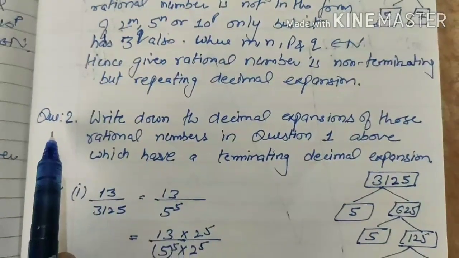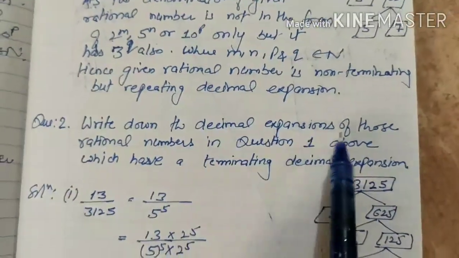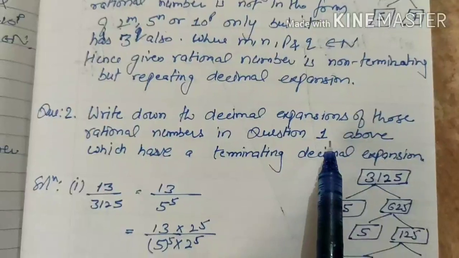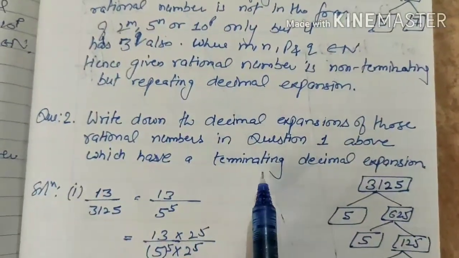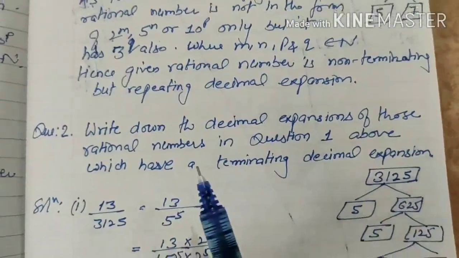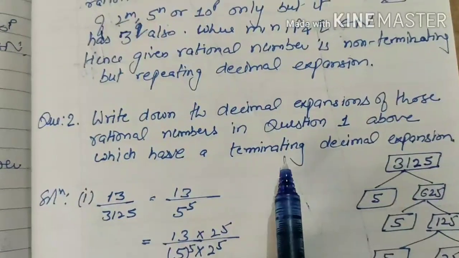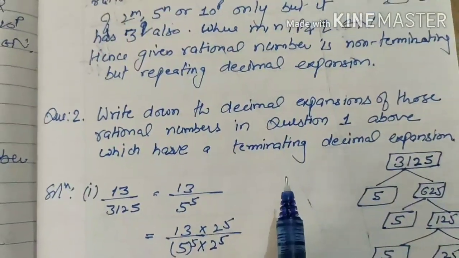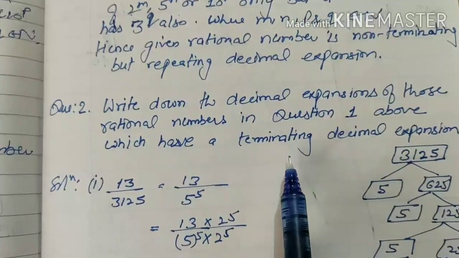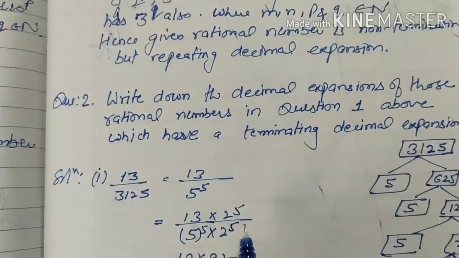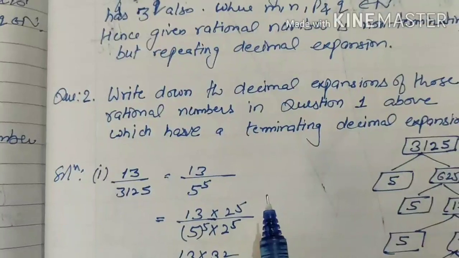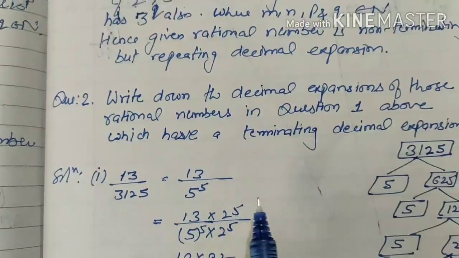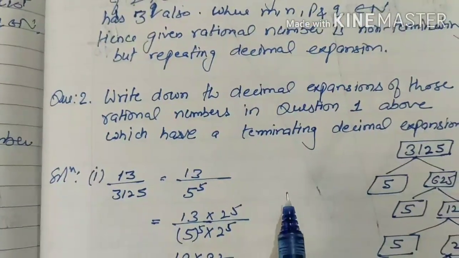The next question, that is question number 2. Write down the decimal expansion of those rational numbers in question number 1 above which have a terminating decimal expansion. Now what we have to do is write in decimal form those numbers from question number 1 that have terminating decimal expansions. Now we have two methods. The first one is with the help of exponent properties and the second one is long division. So we can use either according to our requirement.